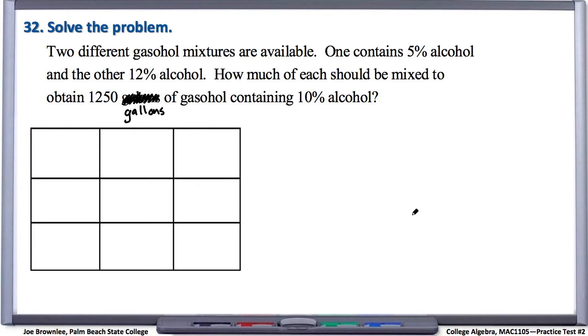And so what we're going to do for number 32 is come up with a system of equations and then solve that system by either elimination or substitution, depending on what your preference is. And I like to use, for this particular kind of problem, which we usually refer to as a mixture problem, the box method. And this may or may not look familiar to you, depending on what you've seen in class.